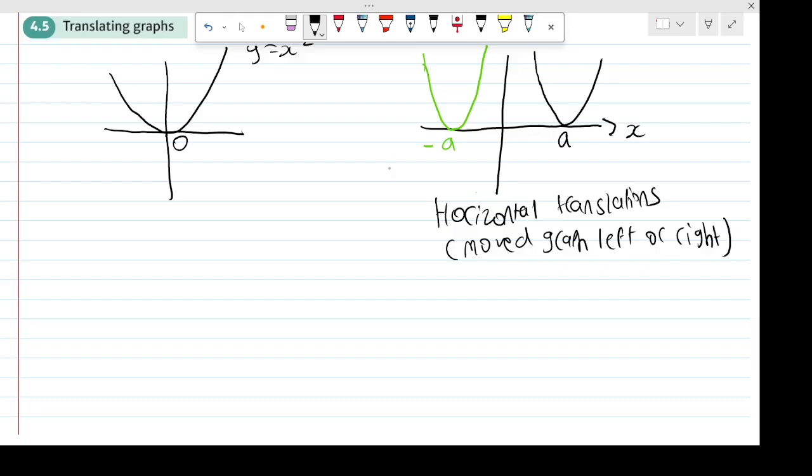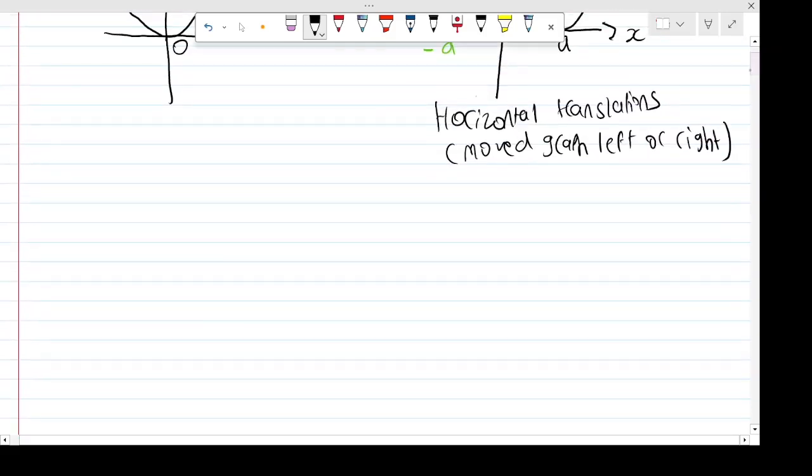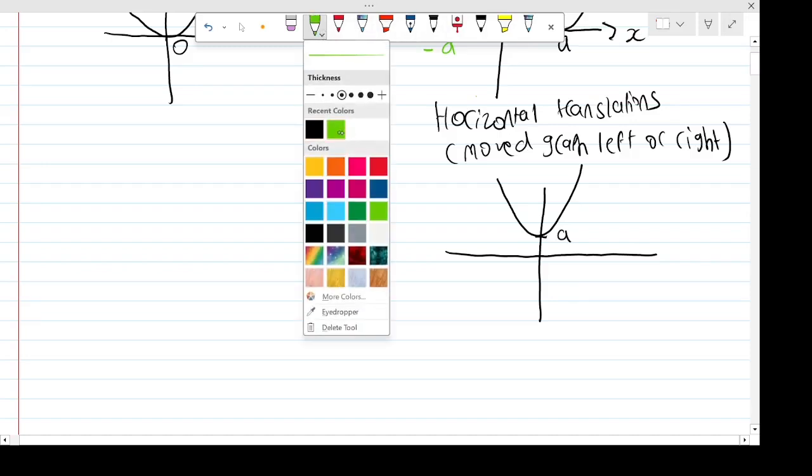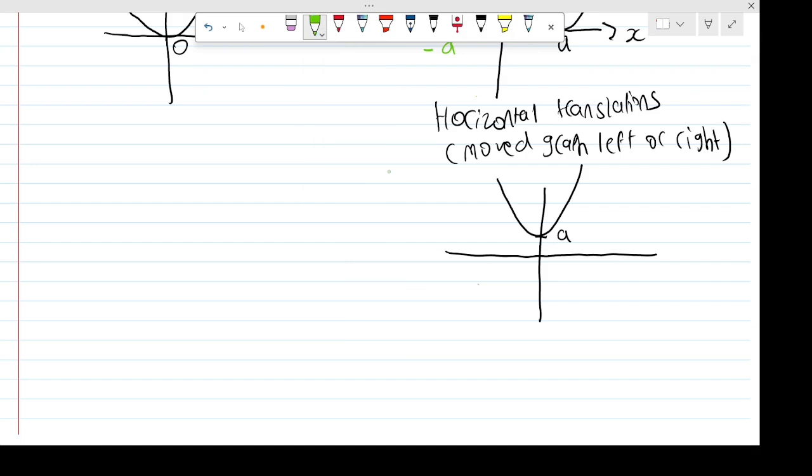And we can do the same for upwards and downwards as well. So if I then draw another graph, we can firstly move the same graph upwards by a amounts. There we are. So that would be a there. So that's moving it up by a amounts. Or alternatively, we could move the graph downward by a amounts. So it would look a bit like that. And so then it would pass through minus a there, on the y-axis.